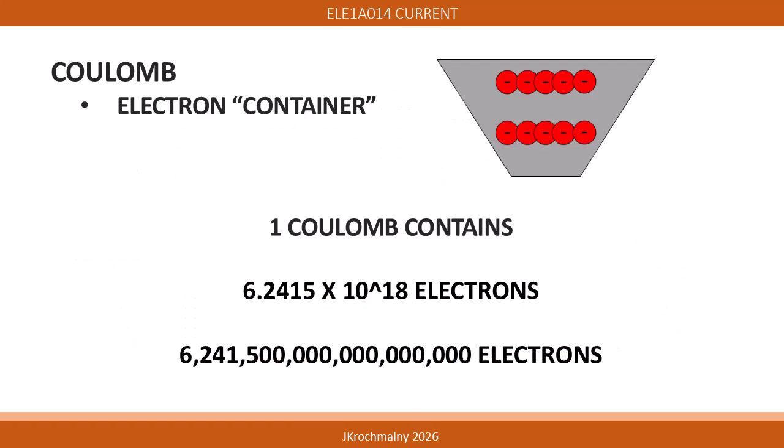This container or basket for electrons holds 6.2415 times 10 to the power of 18 electrons. Because of the large number, scientific notation is used to express this value. At the bottom of this graphic, we can see the actual number of electrons in one coulomb.